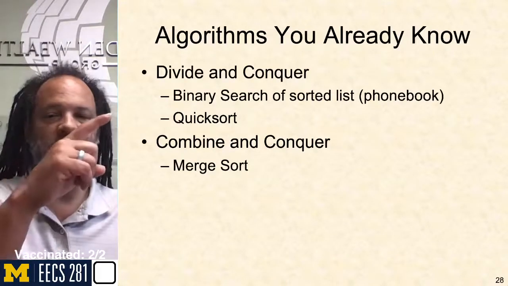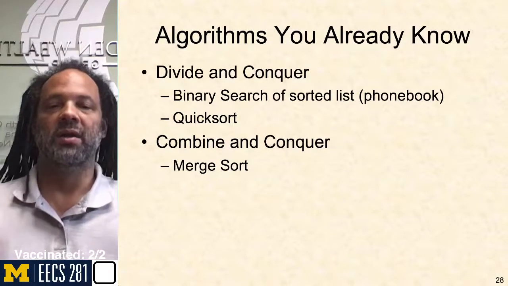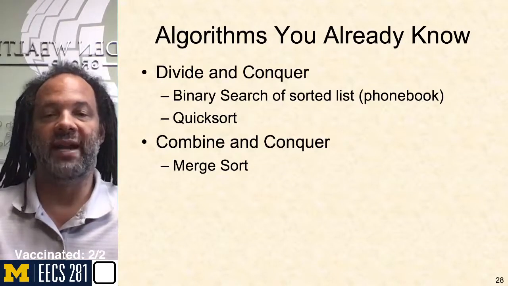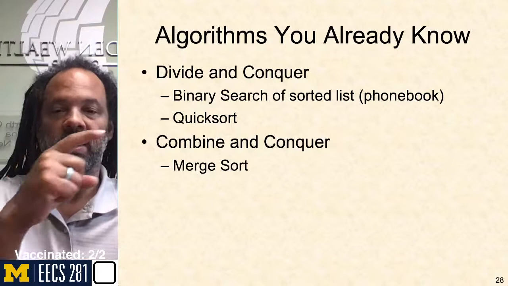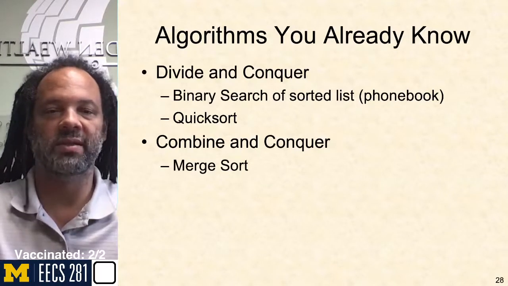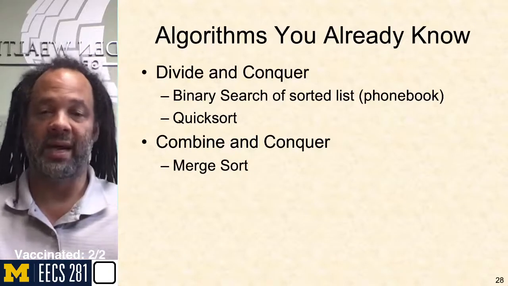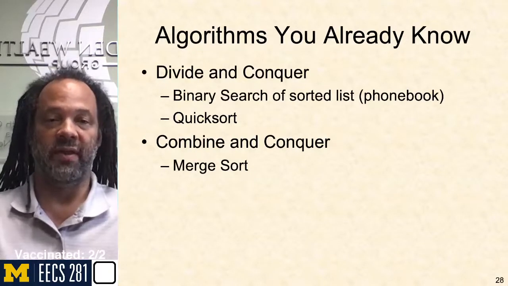We talked about binary search of a sorted list as one of our divide and conquer algorithms. Another one, of course, is quicksort. We reviewed that already this semester as well. So we already know some divide and conquer and combine and conquer algorithms. And you can think of others.